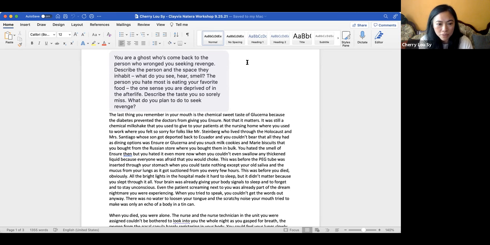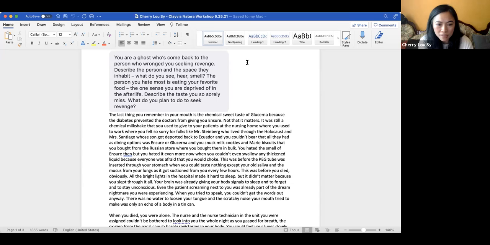You hated the smell of Ensure then. But you hated it even more now when you couldn't even swallow any thickened liquid because everyone was afraid that you would choke. This was before the peg tube was inserted through your stomach, when you could taste nothing except your old saliva and the mucus from your lungs as it got suctioned from you every few hours. This was before you died, obviously.